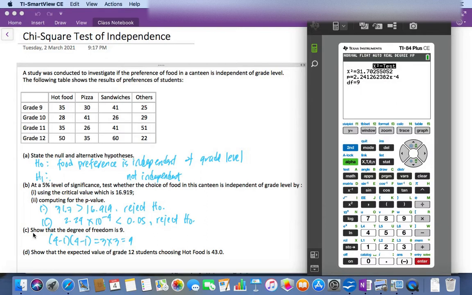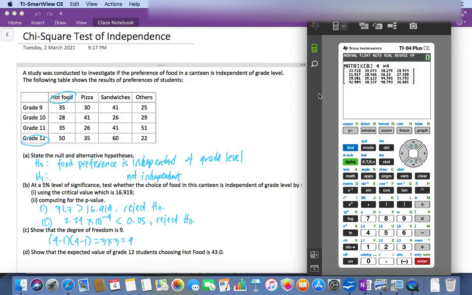And the last question that they could probably ask would be, show that the expected value of grade 12 students choosing hot food is 43. So hot food and grade 12. The expected value is actually given in your matrix after we execute the chi-square test. It's given here in your matrix B. Earlier there was an expected matrix table, and this is your matrix.